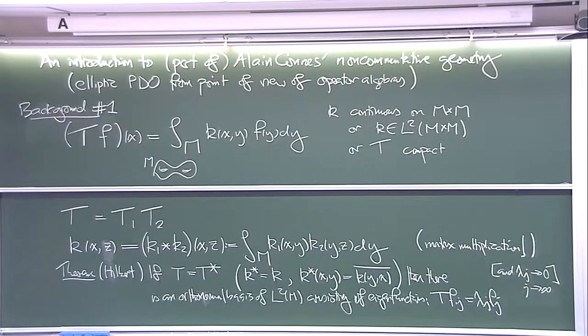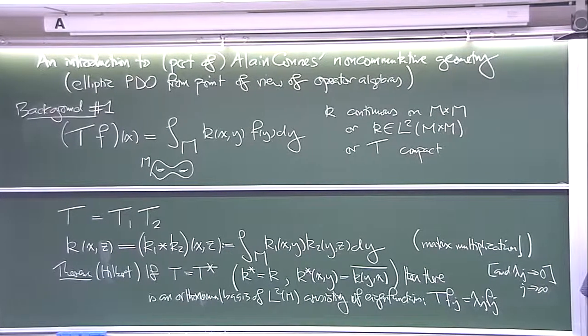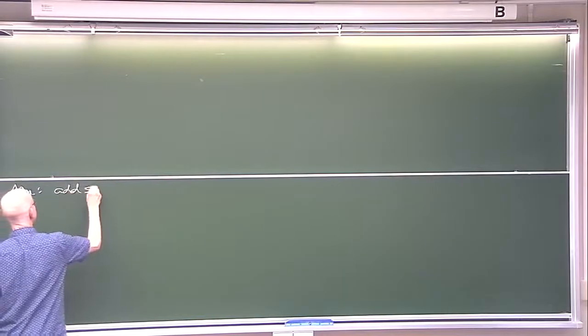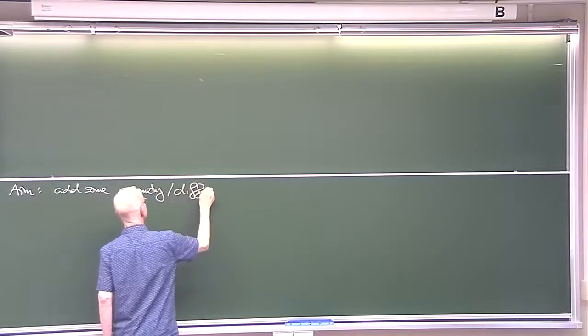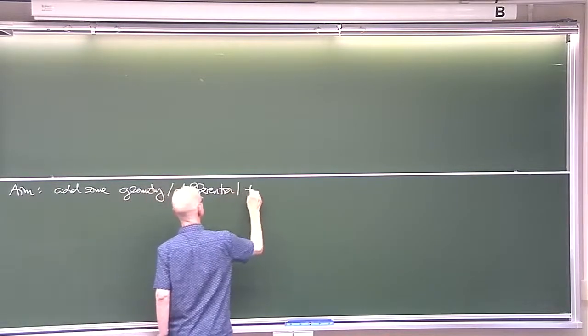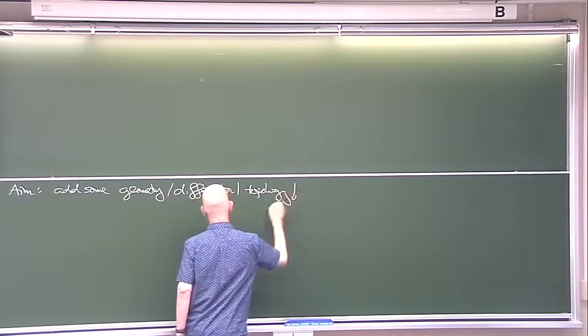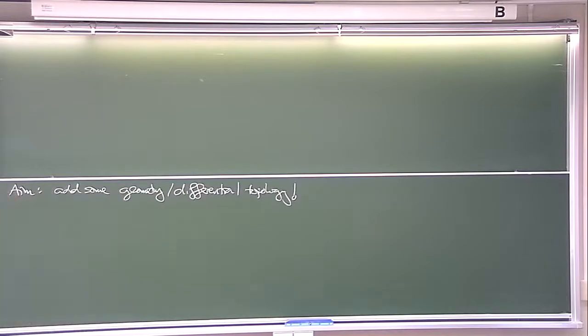So this is a famous result from more than 100 years ago, an ancient result with many beautiful applications to the Dirichlet problem, to compact groups, to many other things. And the basic aim is to add some geometry or maybe differential topology to this story. And then we'll see what we get. And this is what Connes succeeded in doing, and what I want to tell you about. Okay, good.